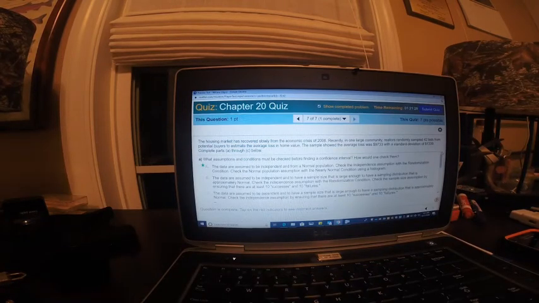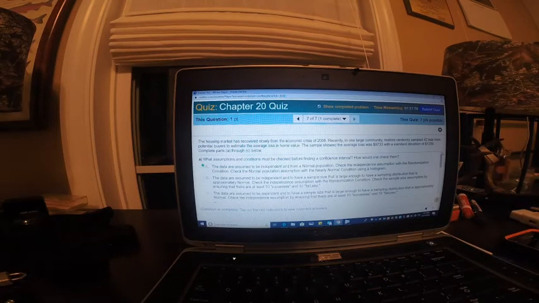Okay. A says, what assumptions and conditions must be met or checked before finding a confidence interval? How would one check them?